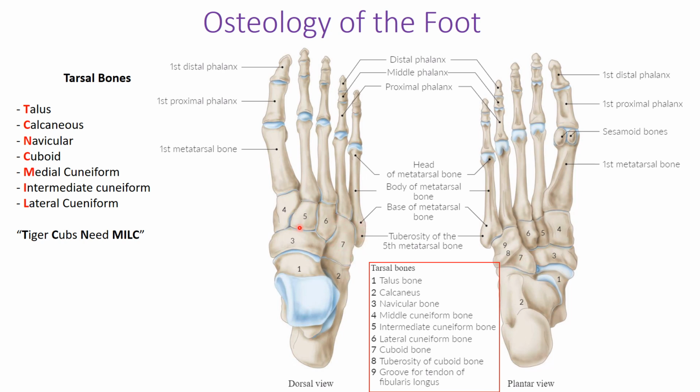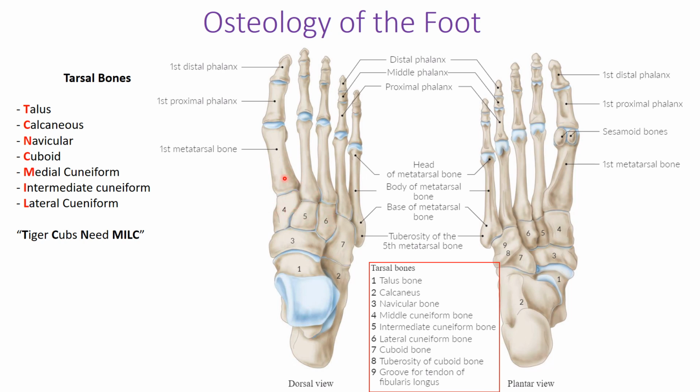And then lastly, in this distal row, you have your cuneiforms. You have your medial cuneiform, because remember, the big toe represents the medial aspect of the foot, the intermediate cuneiform, and then the lateral cuneiform. So again, rapid fire: talus, calcaneus, navicular, cuboid, and then medial, intermediate, and lateral cuneiforms.